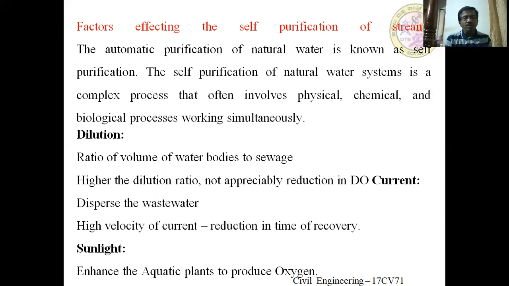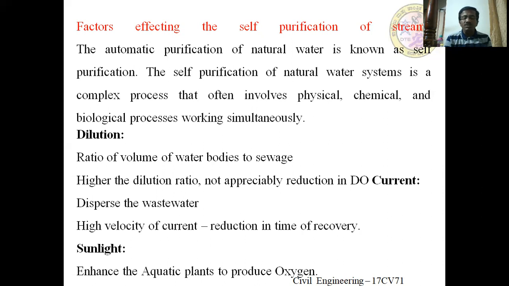Higher the dilution ratio, no appreciable reduction in the DO content. It means if the dilution ratio is more, then there is no sudden reduction in the DO because the concentration is diluted very quickly and the DO concentration is not reduced due to the dilution factor.